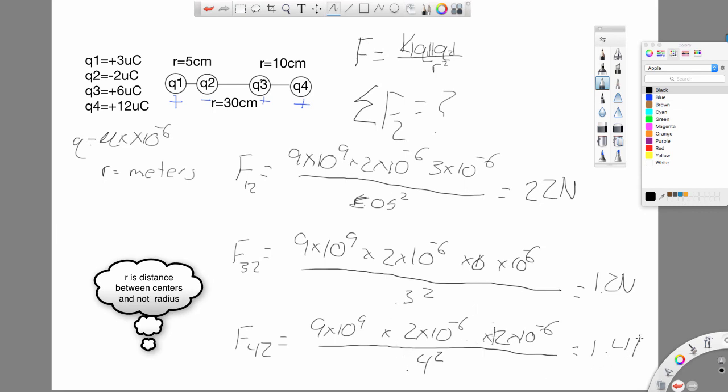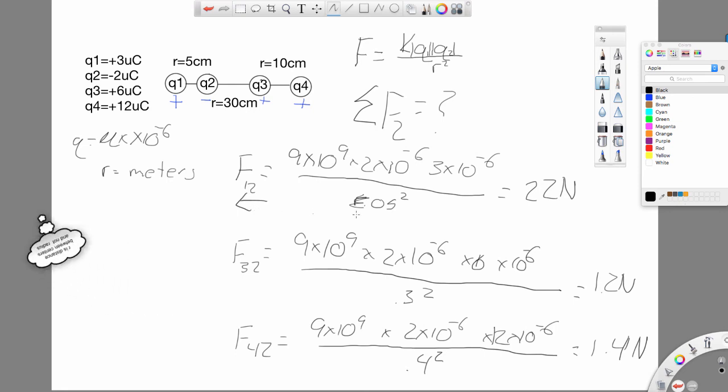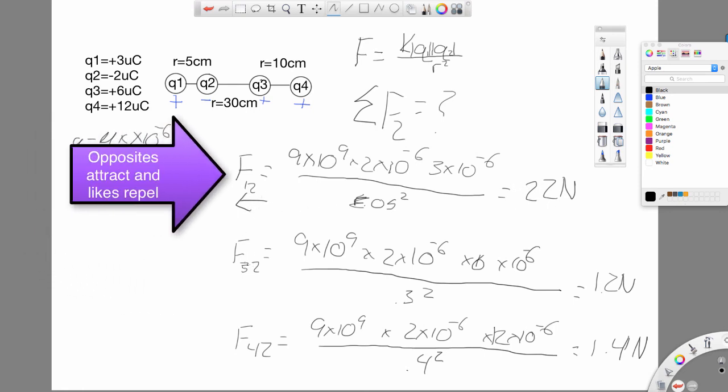So that's 1.4 newtons. Now we have to decide for the net force, are all these getting added together or subtracted? Q1 is going to pull Q2 to the left. So that's going to make that go to the left. 3 is going to make it go to the right, and 4 is going to make it go to the right. So 3 and 4 are going to get added together, and that's going to be a value of 2.6. And then we got 22 going to the left.